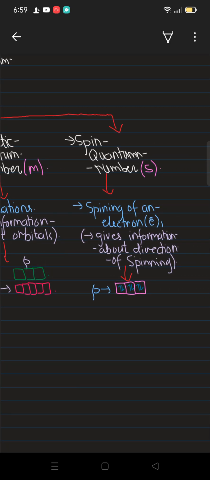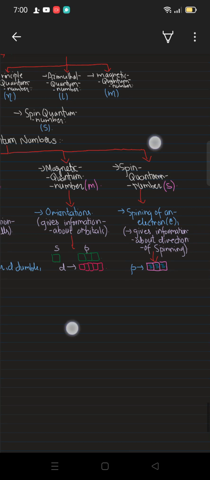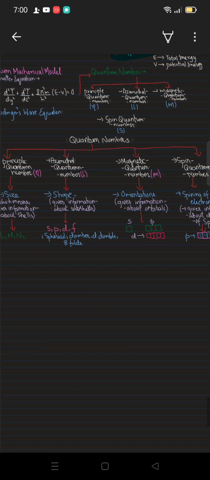In the end we discussed the spin quantum number, which was represented with the letter S, and it basically told us about the spinning of an electron. Either that electron would be spinning clockwise or anti-clockwise, right? So we just discussed the basic introduction. Today we're going to see why there is 1 orbital in S, 3 orbitals in P, 5 orbitals in D, and why there are 7 orbitals in F.